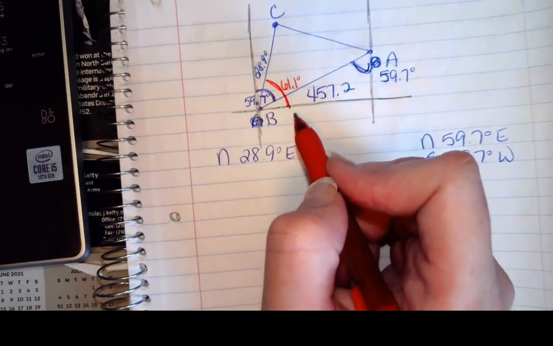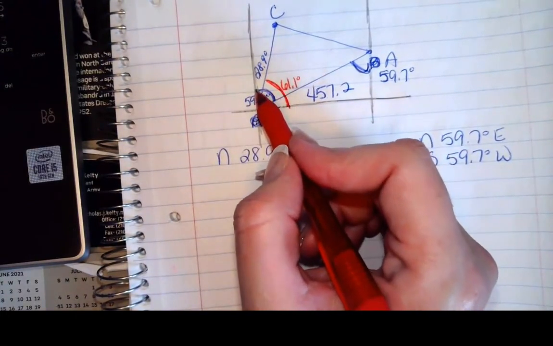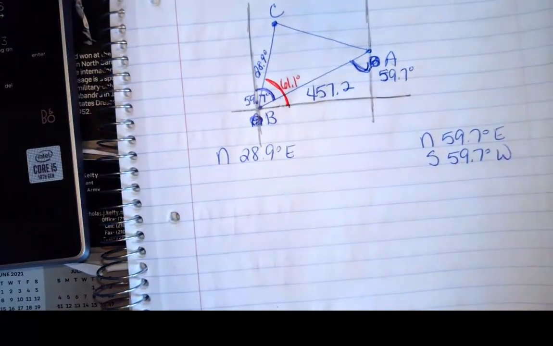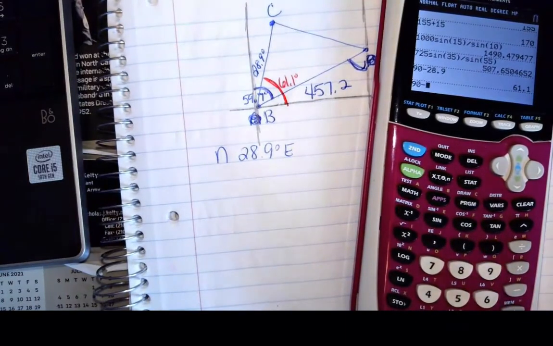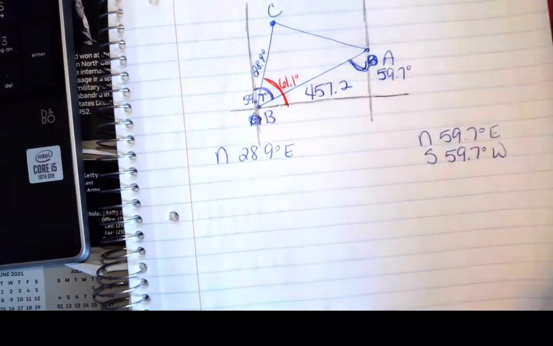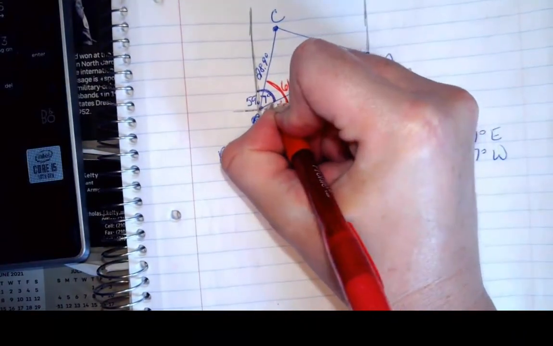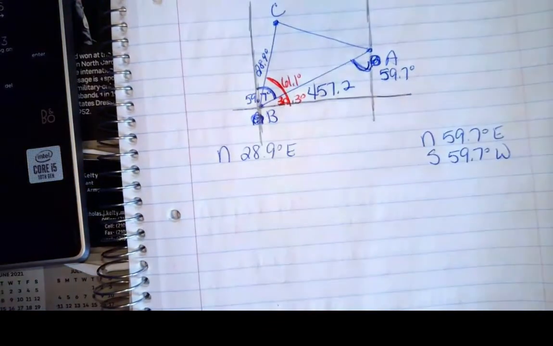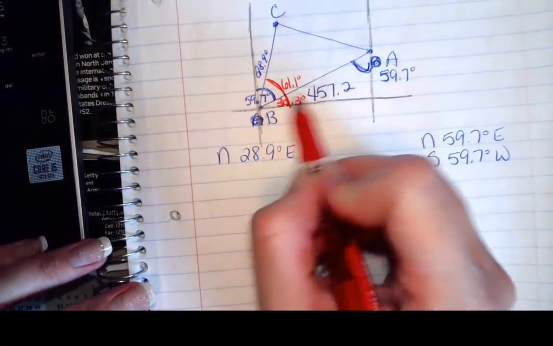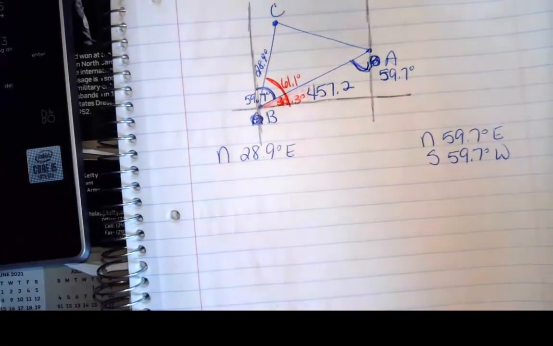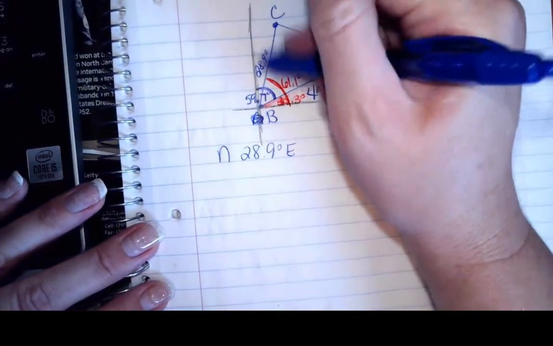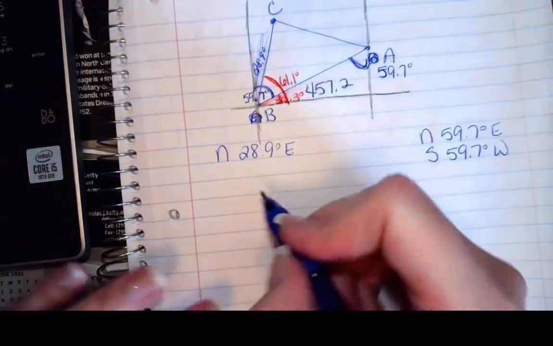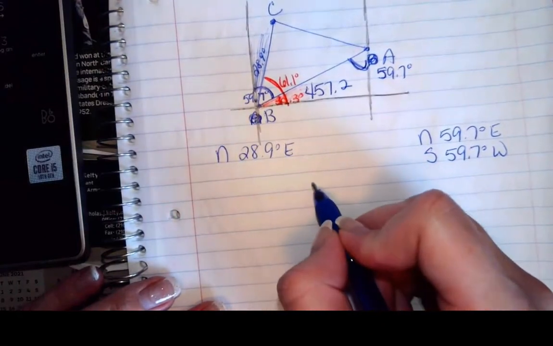Okay, so I know that from this axis to here is 59.7, which means this part is the complement. So 90 minus 59.7 is going to give me 30.3. So I know that this part is 30.3 degrees. Okay, so let's shade this in a little bit. This is 30.3, and I know that this is 28.9, which means now I know what the angle of that triangle is.